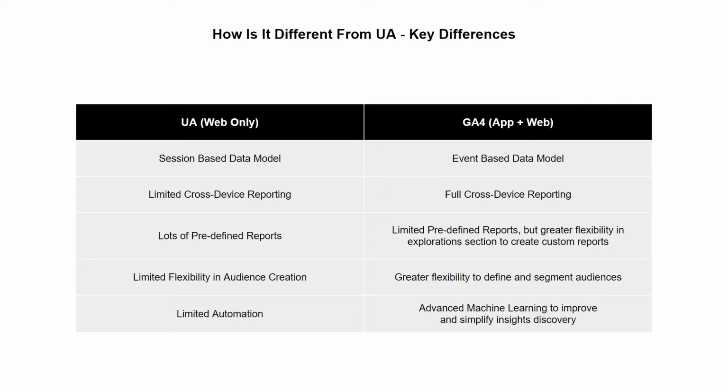And last but not the least, there's limited automation in UA, but GA4 uses powerful machine learning to improve and simplify insights discovery. So it certainly makes sense to switch to GA4 as soon as possible if you haven't done yet, because the longer you leave it, the more data you will have in your account. And with this tutorial, we'll help you do that.